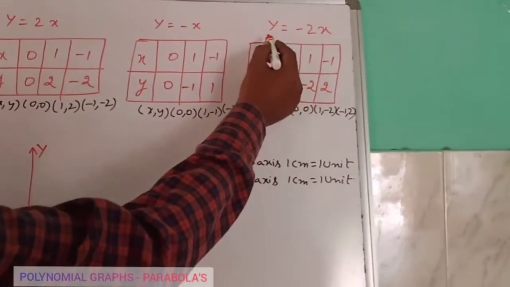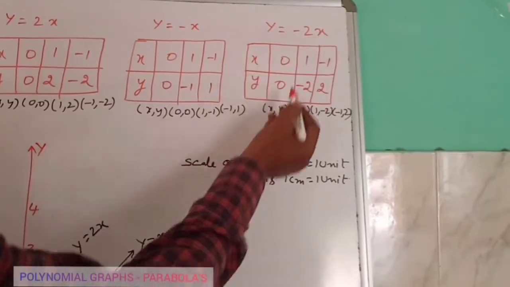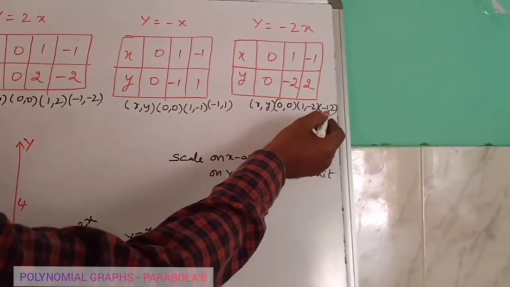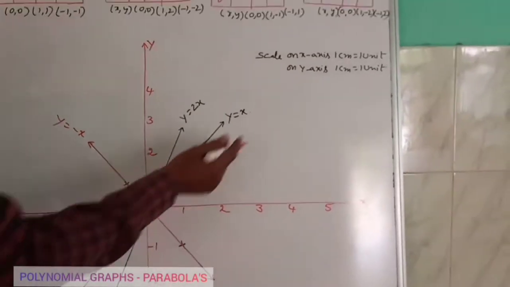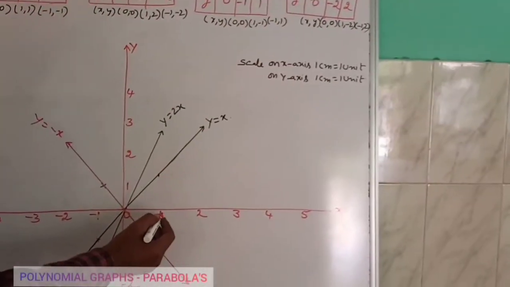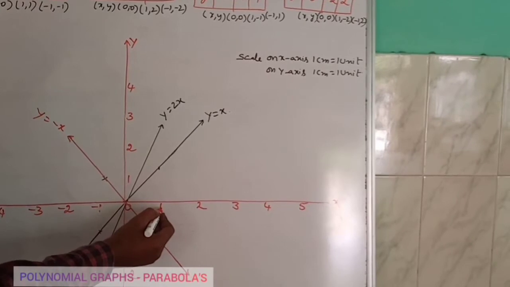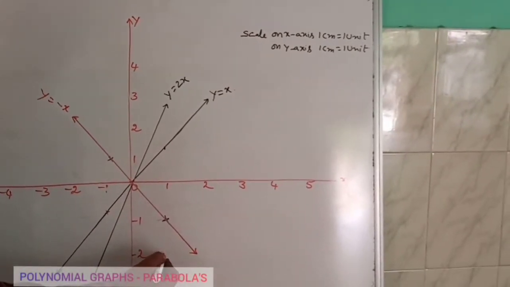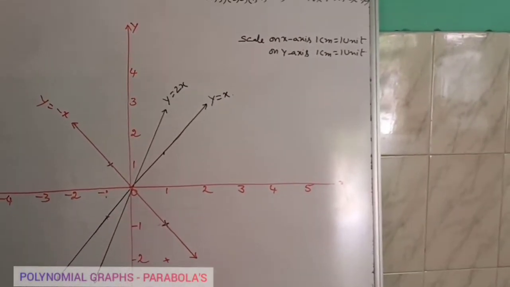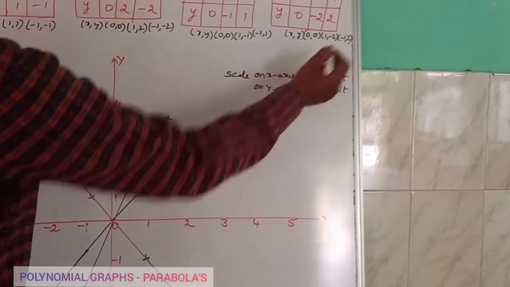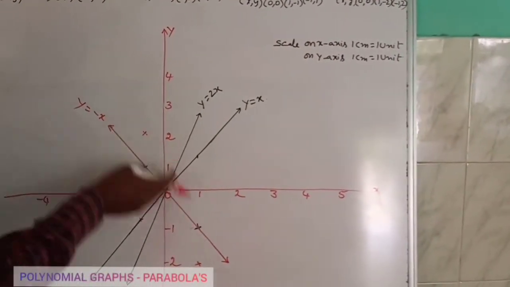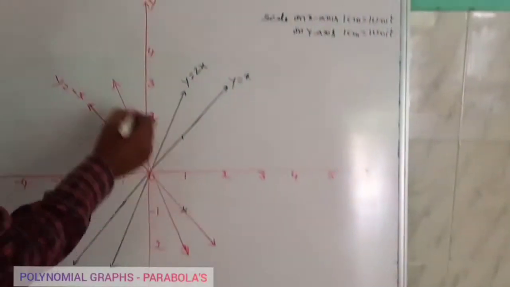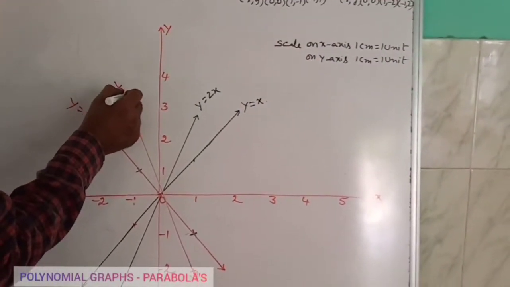And next, mark the points on the graph sheet for y equal to minus 2x: 0, 0; 1 comma minus 2; minus 1 comma 2. 0, 0 is the origin. 1 comma minus 2: 1 is on the x-axis, minus 2 is on the y-axis. And next, minus 1 comma 2. Join these 3 points with the scale, y equal to minus 2x.